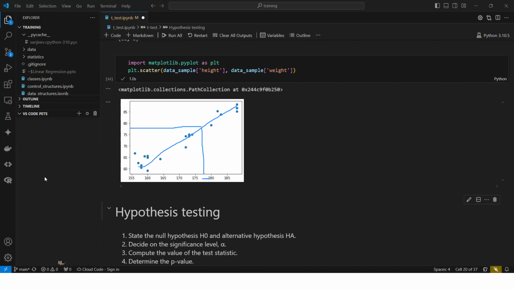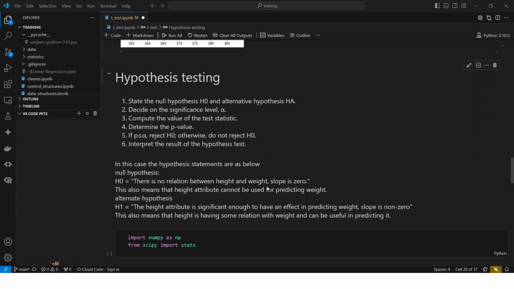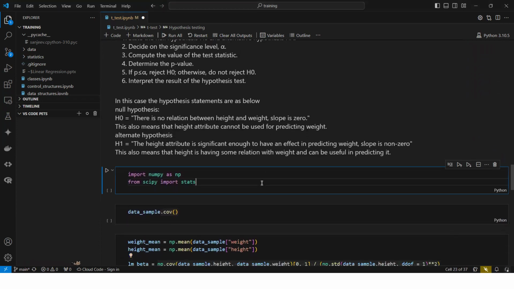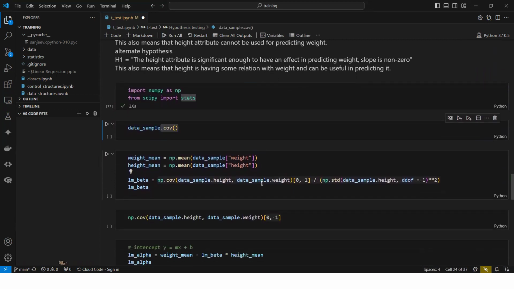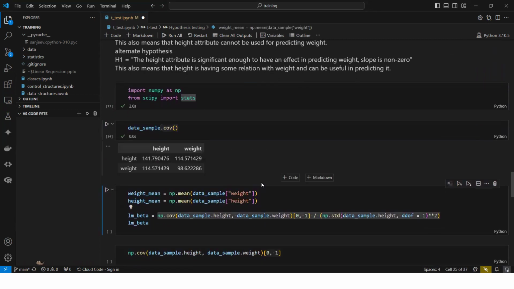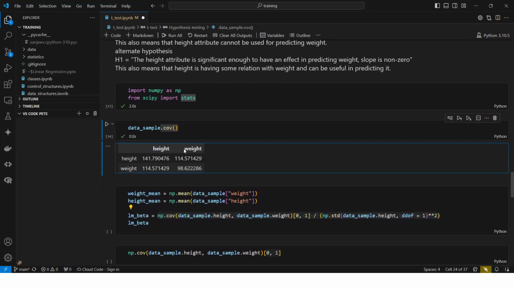Okay, so let us go and apply the linear model. What is the thing that we require for a linear model? We require beta 1, which is nothing but the slope. So we'll calculate the slope here. For calculating the slope, we have a simple formula. We will be checking the covariance of height and weight. How does height correlate to weight? We will measure the covariance. Now we see that the covariance is 114.5.